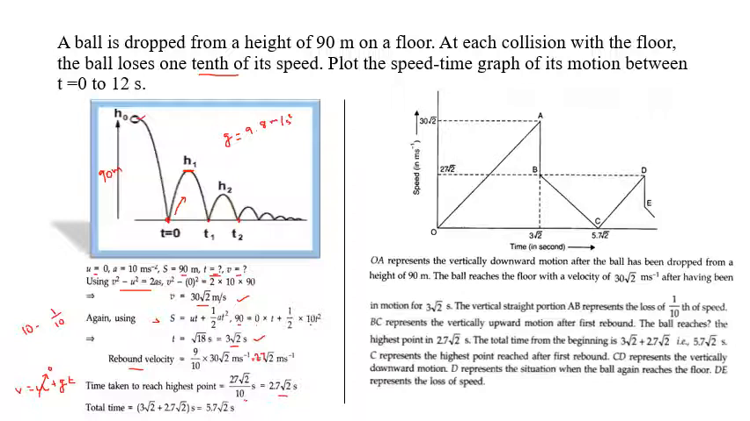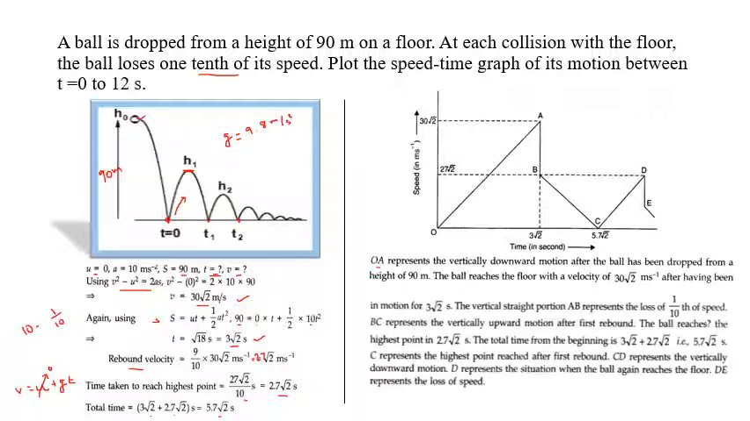So what is the total time taken? 3 root 2 plus 2.7 root 2 will be equal to 5.7 root 2 seconds. This is your total time, right? So look at the graph. This is your speed and time graph. Speed on the y-axis, time on the x-axis.